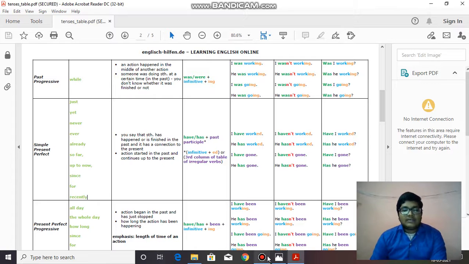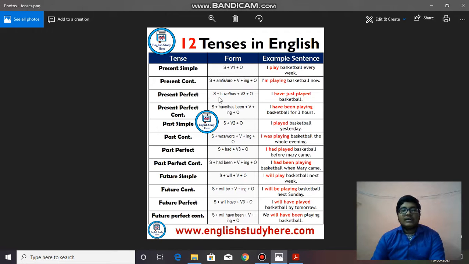And its general form is subject plus have or has plus v3 plus object. If we see an example, I have just played basketball. Here just is the keyword which we can use to identify that it is a present perfect tense sentence, and I is the subject, basketball is an object, and have is used to represent the present perfect tense.